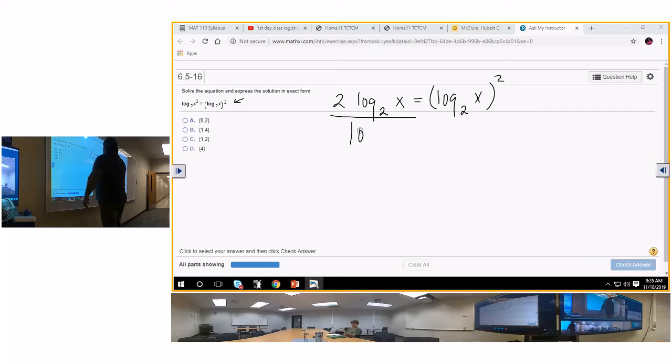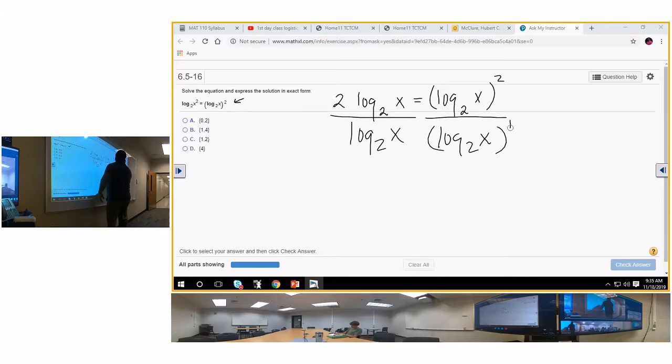Well, that's what I was going to. Can I be in charge for a while? All right. Log base 2 of x to the first power. And what is this? That takes that out to a what?